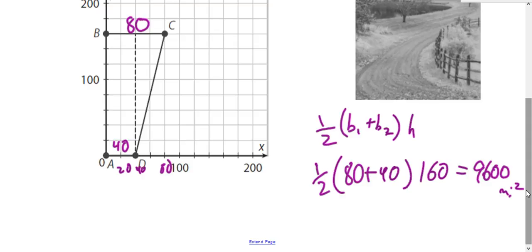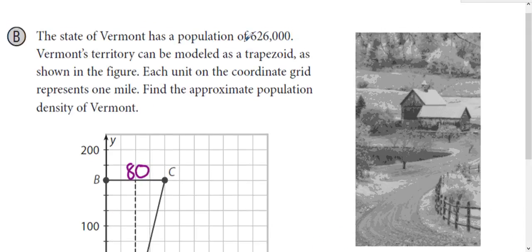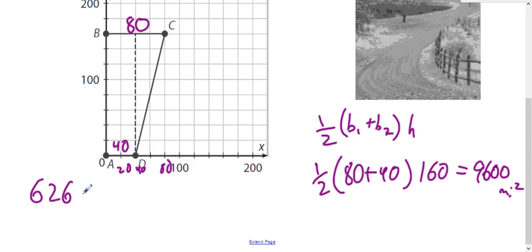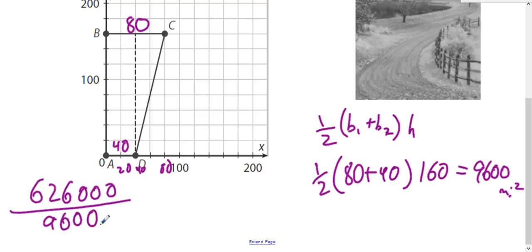Population density is population divided by area. So we're going to take the population, 626,000, divided by the area, so that's about 65.2 people per square mile.